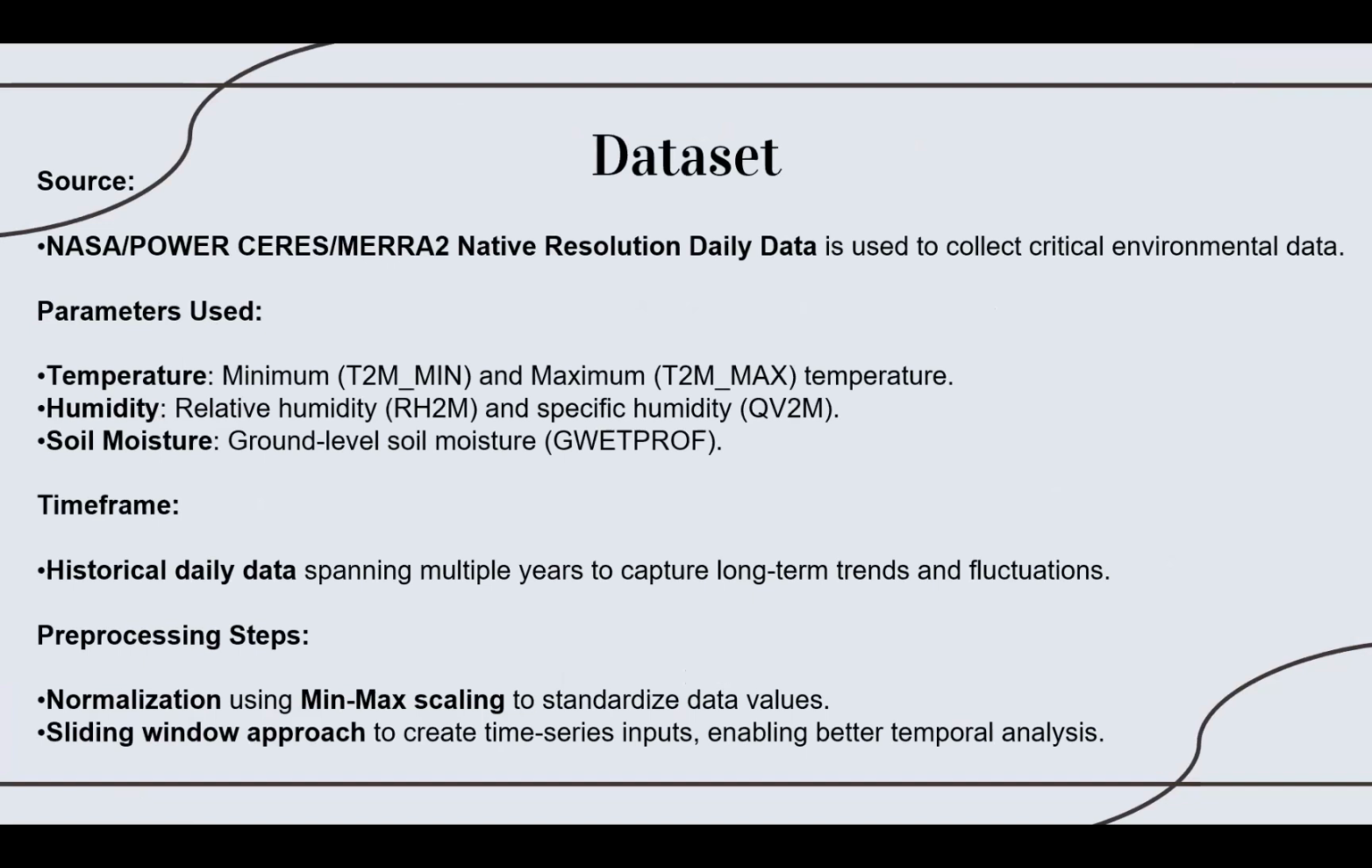For this, the important parameters we have taken are temperature, where we have taken both minimum and maximum temperature; humidity, where we have taken relative humidity and specific humidity; and soil moisture, where we have taken the ground level soil moisture. For pre-processing, first we normalized the data using min-max scaling to standardize the data values, and then we used a sliding window approach to create time series inputs and enable better temporal analysis.